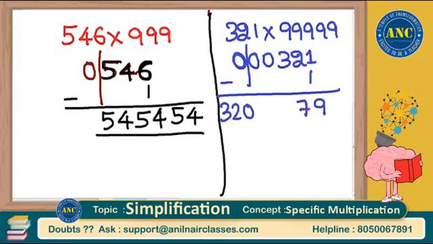10 minus 1 is 9. 9 minus 2 is 7. 9 minus 3 is 6. 9 minus 0 is 9. 9 minus 0 is 9. This should be the final answer.